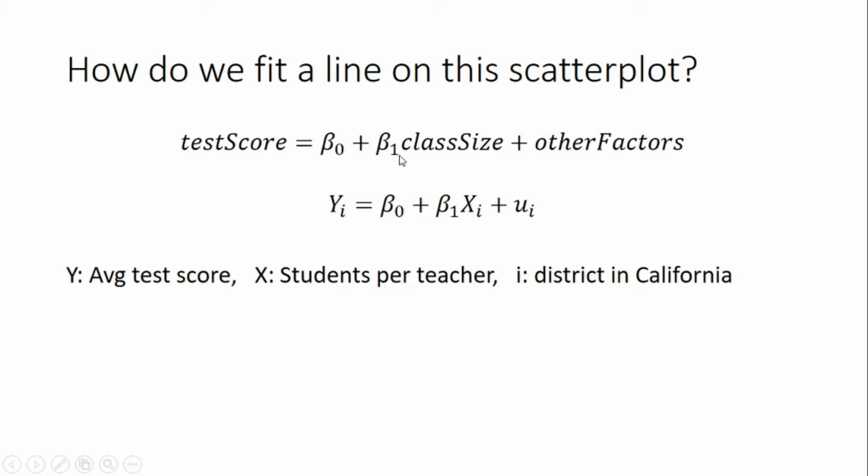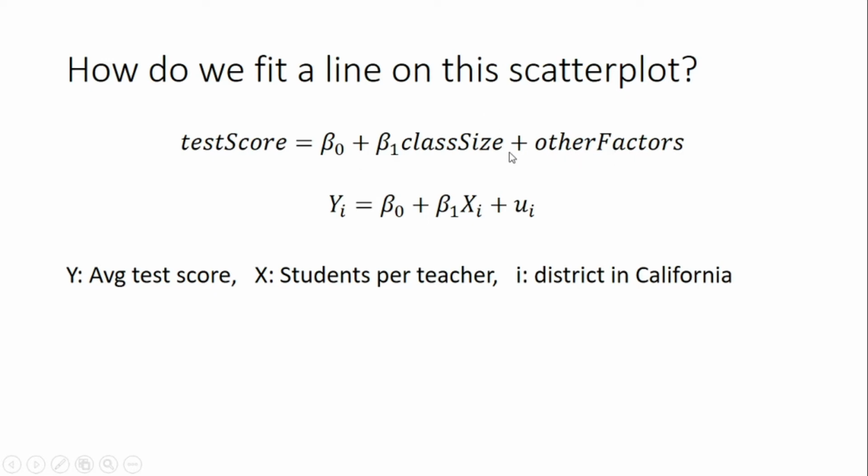And here the slope, beta 1, is the effect of, let's say, decreasing the class size by 1 student per teacher. So reducing the class size, the effect on the test score should be given by beta 1 here. That's just some number which we would like to know. Beta 0, on the other hand, is the intercept with the y-axis. It's the value of the test score when the class size is 0. So when this cancels out.